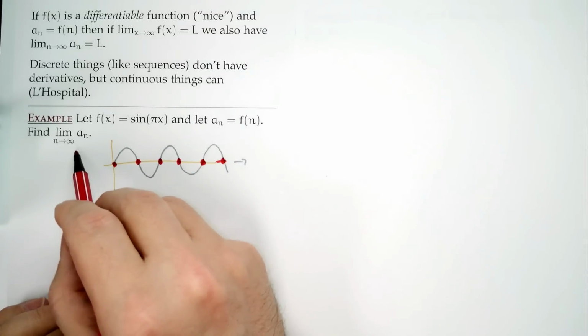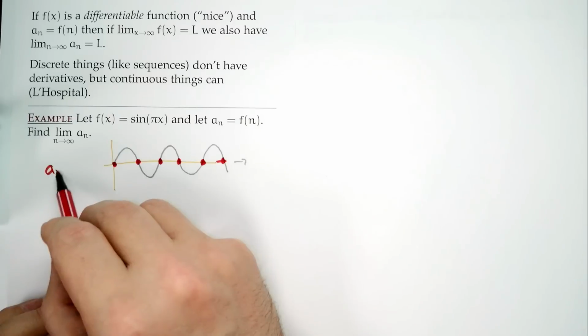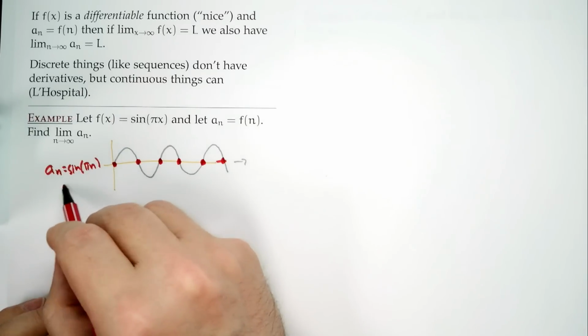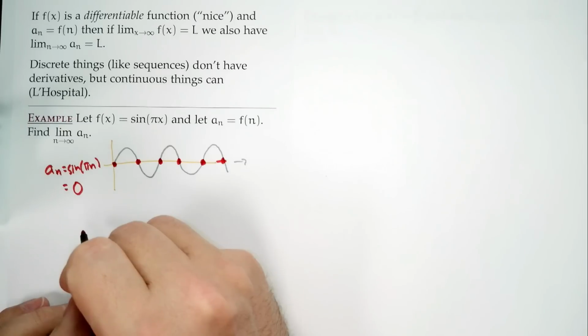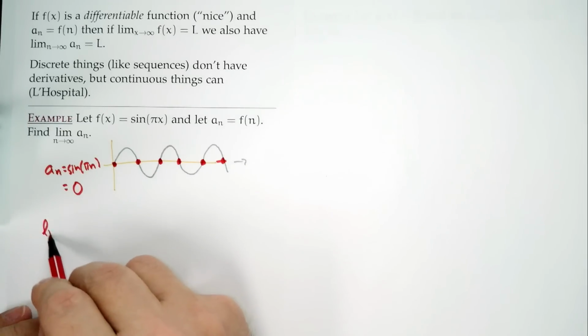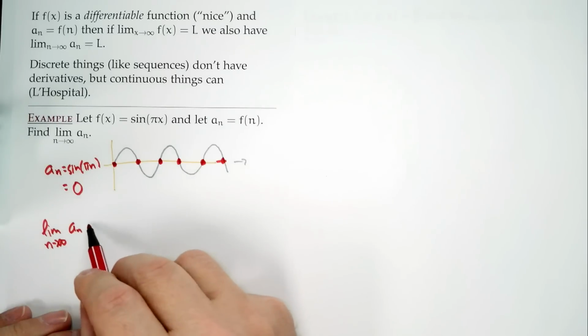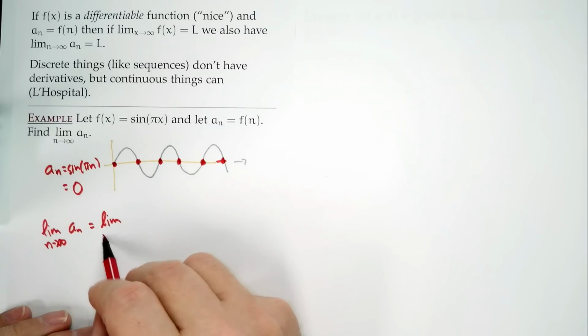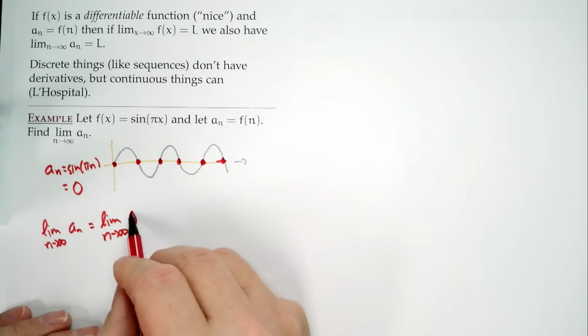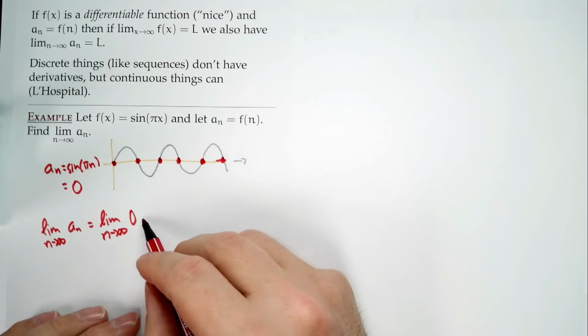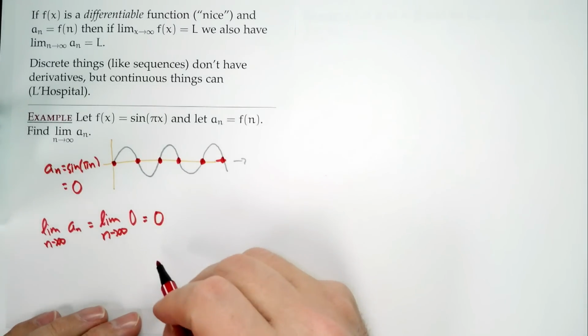And so what's really happening is that our a sub n, which is sine of pi times n, is going to be 0. So the limit as n goes to infinity of a sub n, well, that's really the limit as n goes to infinity of 0. Now what happens to 0? Well, as n goes to infinity, it turns out that 0 will behave like 0. And so we get 0 out as our final answer.